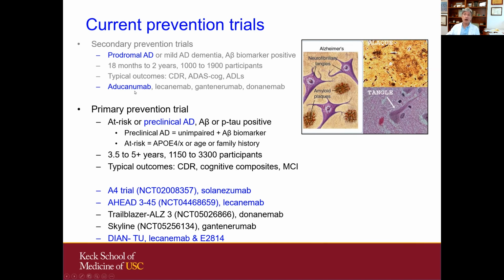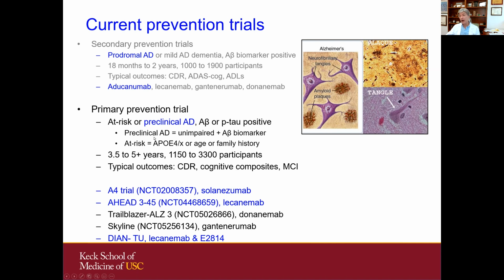Okay, now primary prevention, and this is about our A4 study. As I mentioned before, here we're talking about people who have preclinical Alzheimer's disease, no cognitive impairment, but a positive biomarker.